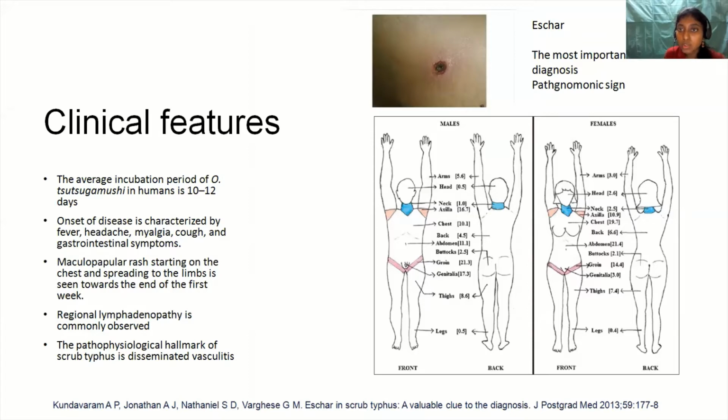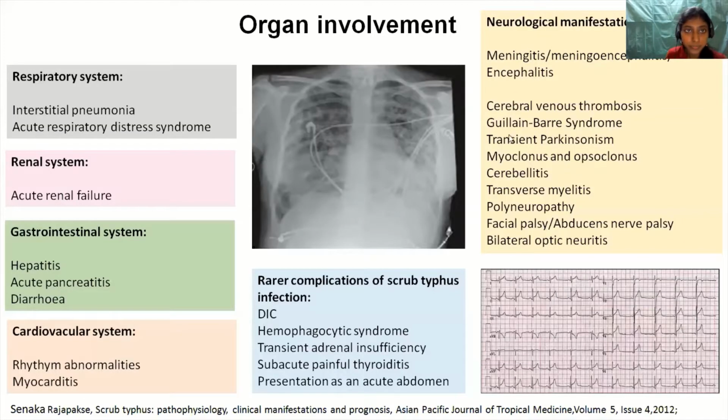The most important clue for scrub typhus is the eschar. So the eschar starts off at the site of the bite. It starts off as a vesicle, which later ulcerates with a black necrotic center and an erythematous margin. The common sites where the eschar is found are the groin, the genitalia, the thighs, the abdomen, and the axilla. Various organ systems can be involved in scrub typhus.